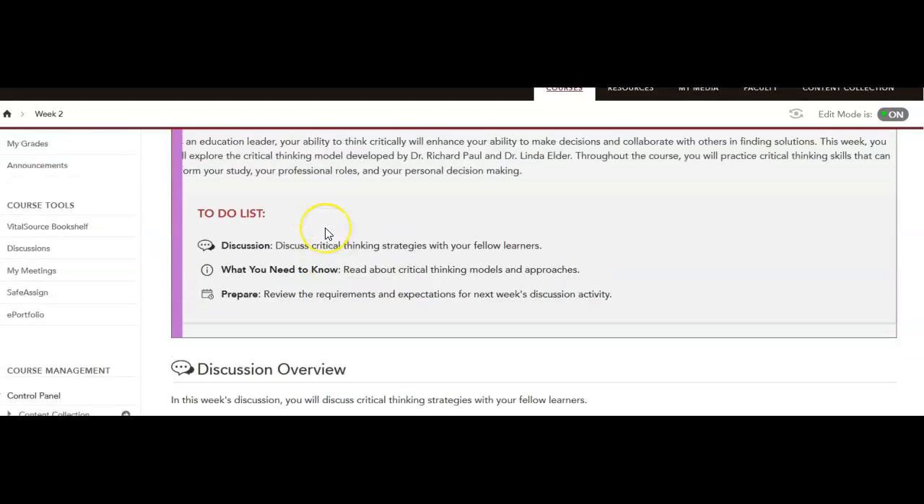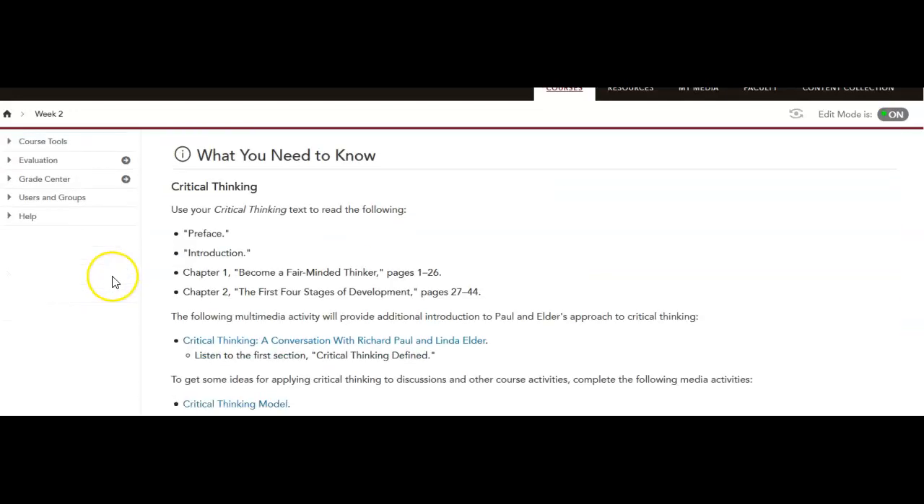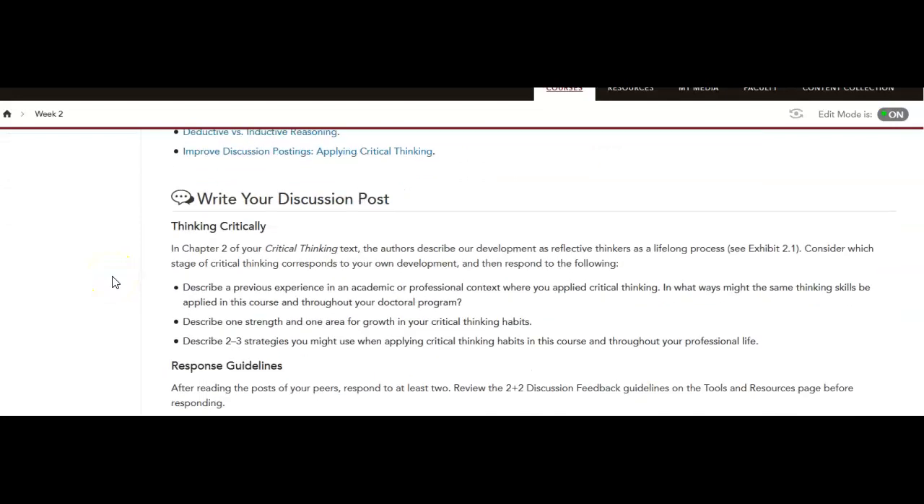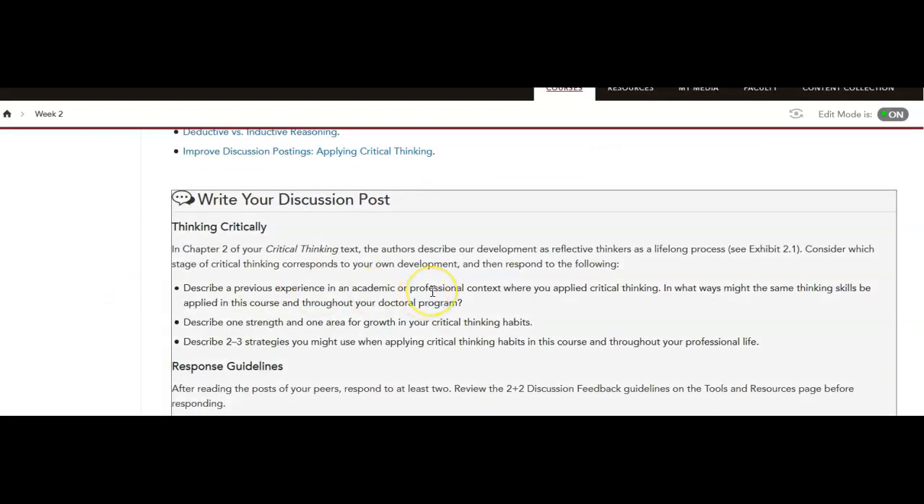And critical thinking defined goes back to this question of what is critical thinking. And then the discussion post, describe a previous experience in an academic or professional context where you applied critical thinking. And what ways might the same thinking skills be applied in the course and throughout the doctoral program? And I think this is a good question because all of you are practicing critical thinking every day in your practice. So it's not a new concept. So it's asking you, since you're doing this already, how are you going to apply that throughout the doctoral program?